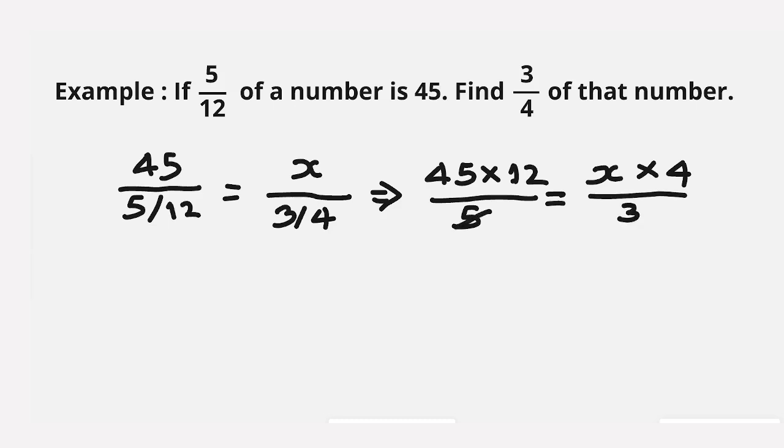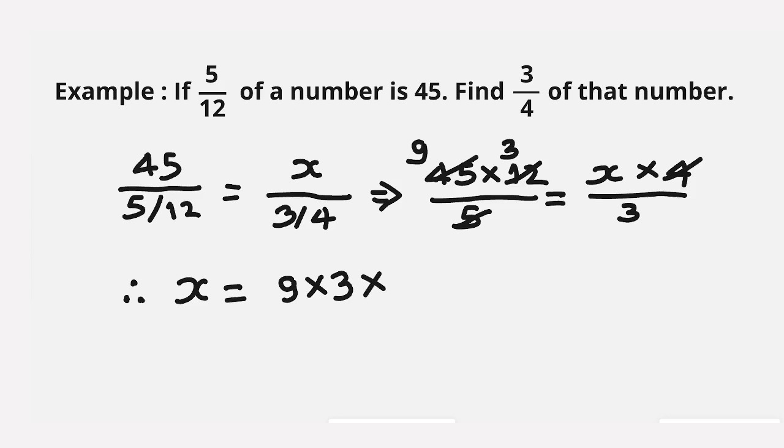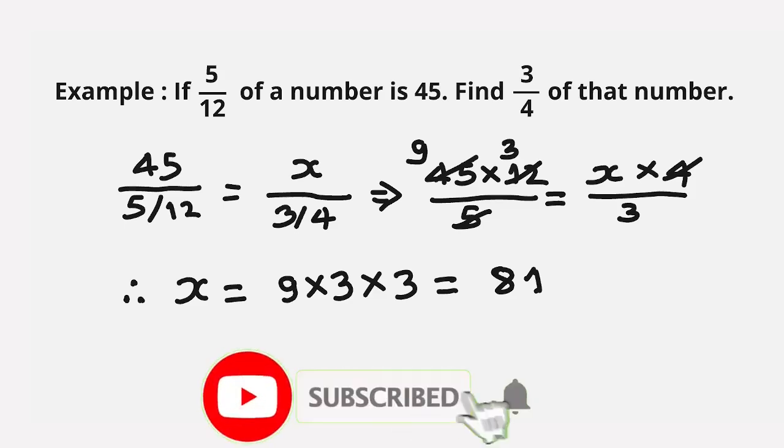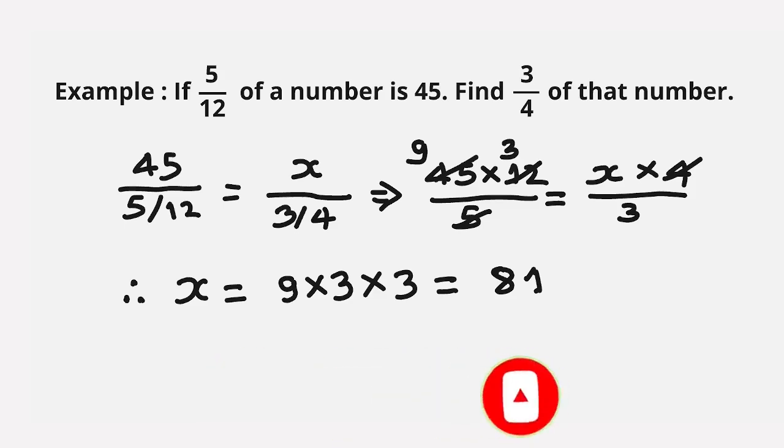This gives 45 multiplied by 12 upon 5 equal to x multiplied by 4/3. 5 cancels 45 for 9 times. 4 cancels 12 for 3 times. Therefore, x equals 9 multiplied by 3 multiplied by 3 equals 81. So without even finding the number, we have found out the 3/4 of that number, which is 81. I hope you have understood the concept and use of the formula. We go to the next point.